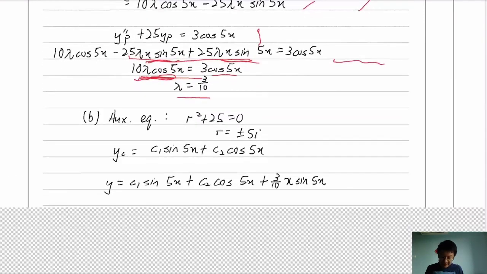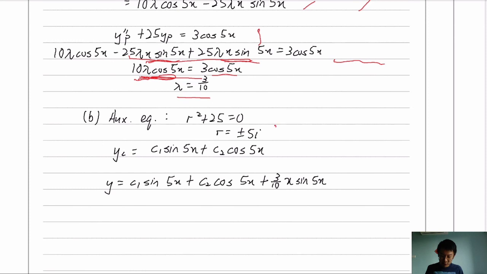So to find the yc in this case, we solve the auxiliary equation. In this case, we have got the complex roots, which are plus minus 5i. So that will actually give us the yc in this form. So finally, our general solution, which consists of the yc and the yp, just add them together. Okay, so part B is just this one.